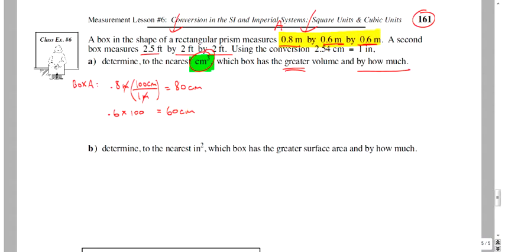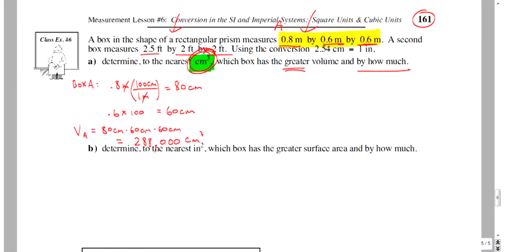And that's my third dimension too. All right? So the volume of box A is length times width times height. So 80 by 60 by 60, and that is 288,000. What's the unit? Centimeters cubed. Okay? Half done. Almost. Still got to take the difference.